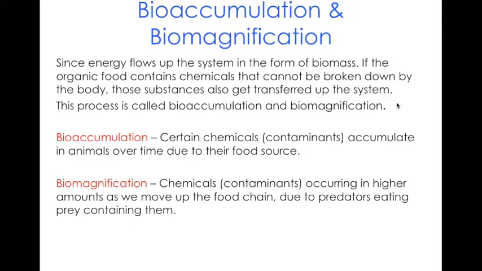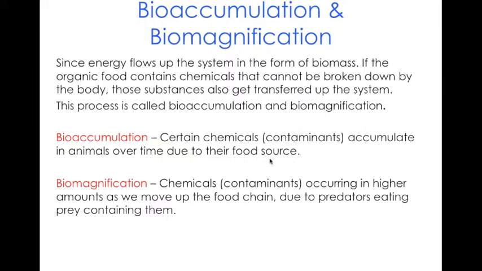And so we have two different terms, and they mean slightly different things. Bioaccumulation occurs when a species or an individual actually accumulates a contaminant over time from its food source. So the contaminant could be any sort of chemical that is in the water column or in its food source. As the animal keeps eating the same food source, it will build up in its body.